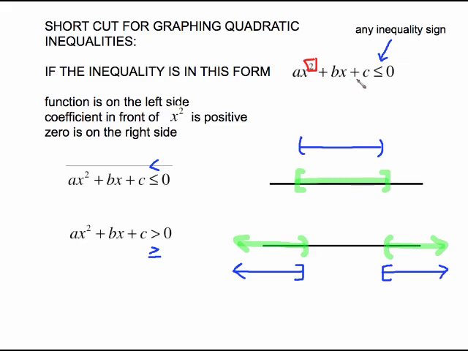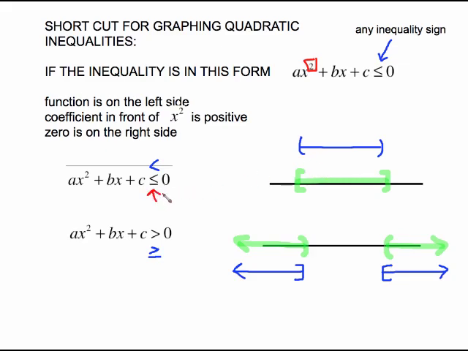Ax squared plus bx plus c is whatever inequality sign and then 0. Any inequality sign could be here. The less than, the greater than, it doesn't matter. Of course, these don't really have to be pluses. It could be plus and negative b, etc. So here's the deal. If the function is on the left side, like this, and the coefficient in front of x squared is positive, and 0 is on the right side, then we can find our points from solving like we did before, and we will shade automatically based on that inequality sign.